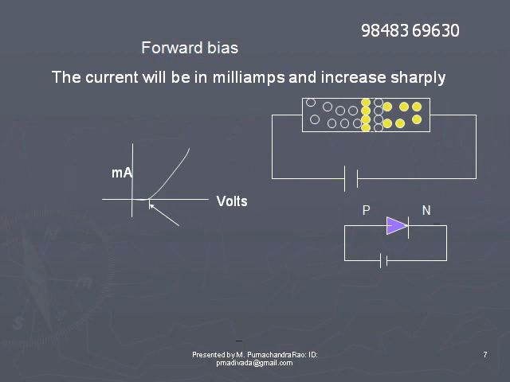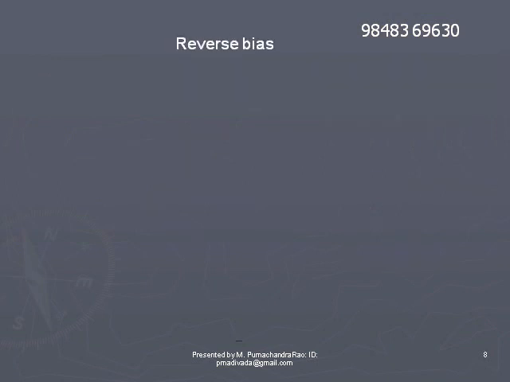Initially, there will be no current till the potential increases to the value of barrier potential. The arrow mark indicates the barrier potential. Thereafter, the current will be noticed. So the current will be zero as long as the applied voltage is below the barrier potential.